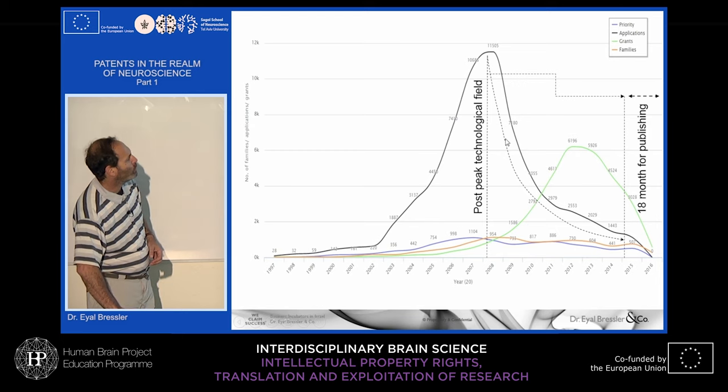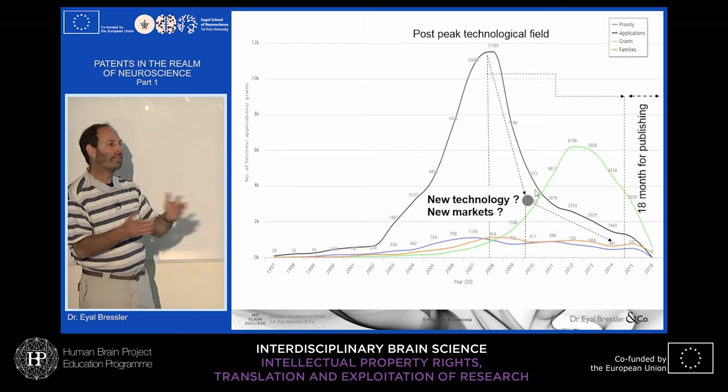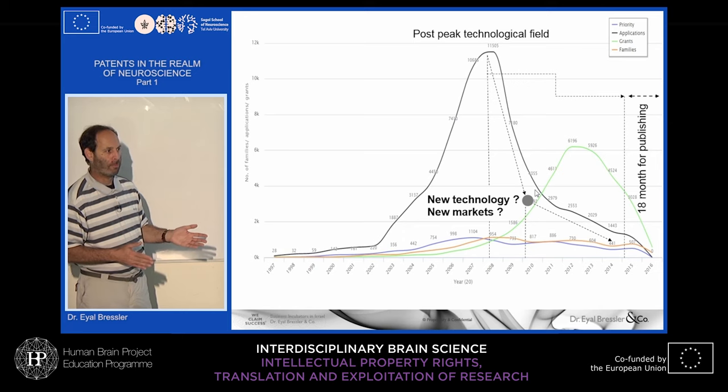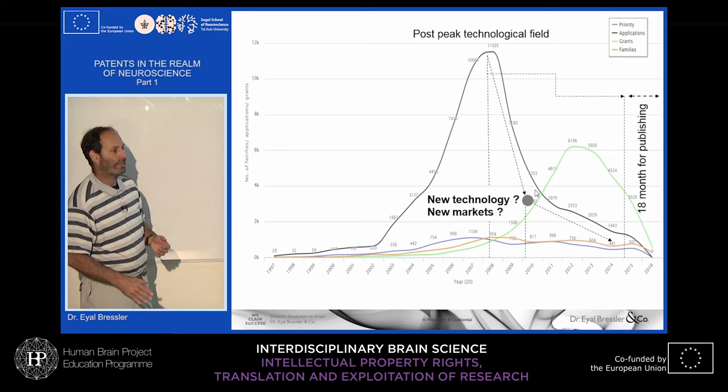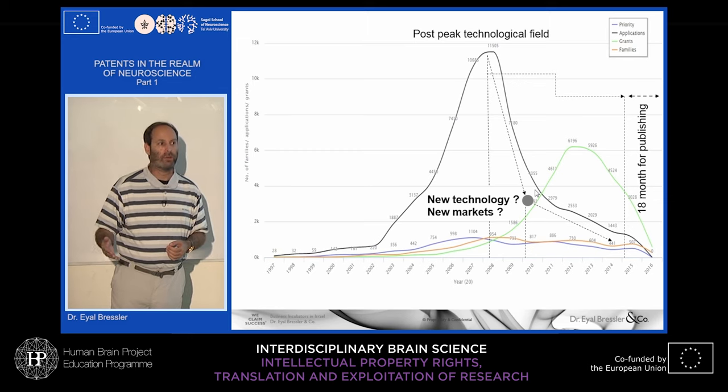Now, this is one way to look at that. This is a second way to look at it. So between 2008 up to 2010, it was one kind of slope, a very huge slope. And from 2010 up to today, there is another type of slope.